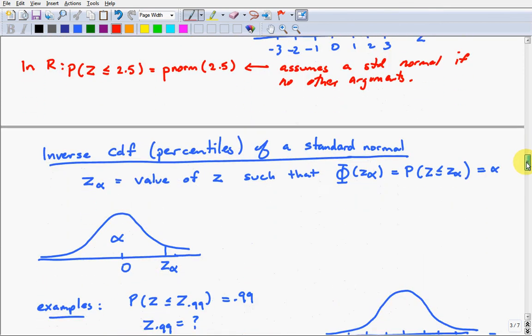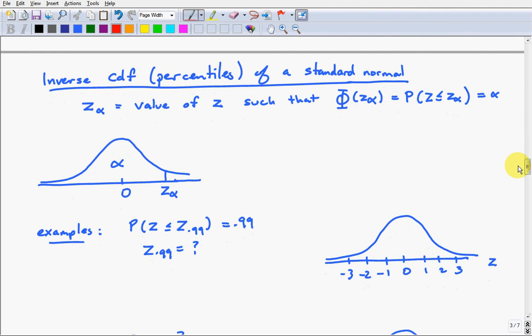Now, just as we looked at in the general case on Wednesday, another kind of calculation we're interested in doing with a probability density function is figuring out the percentiles. Sometimes this is called the inverse CDF, but we really use the phrase percentiles mostly to represent this concept. So in the case of a standard normal, we're going to have a little bit of special notation because we use this scenario so often.